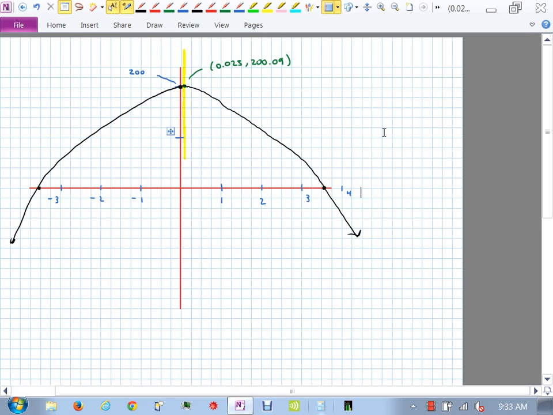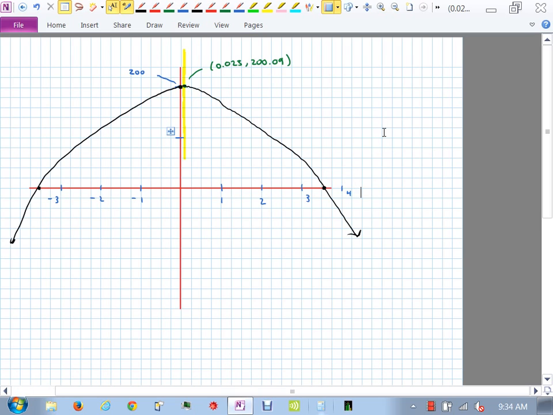And then your y-intercept and your vertex should have been pretty close to each other, right? Because your vertex was 0.023, which means just barely to the right. And then 200.09 is just barely above 200. So it's kind of tough to graph this, but I'll be looking to see that you got all the information correct. Okay, so this is the picture, right?